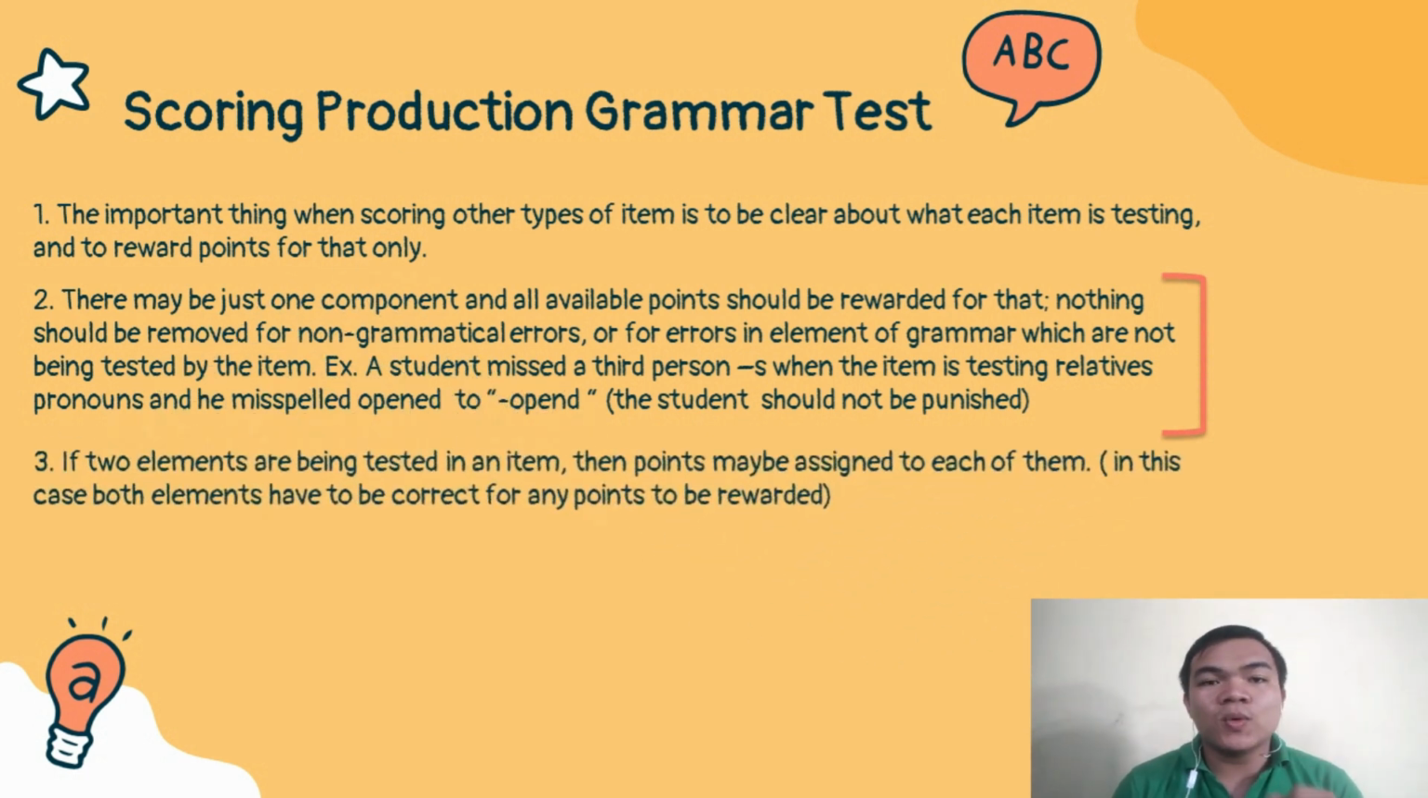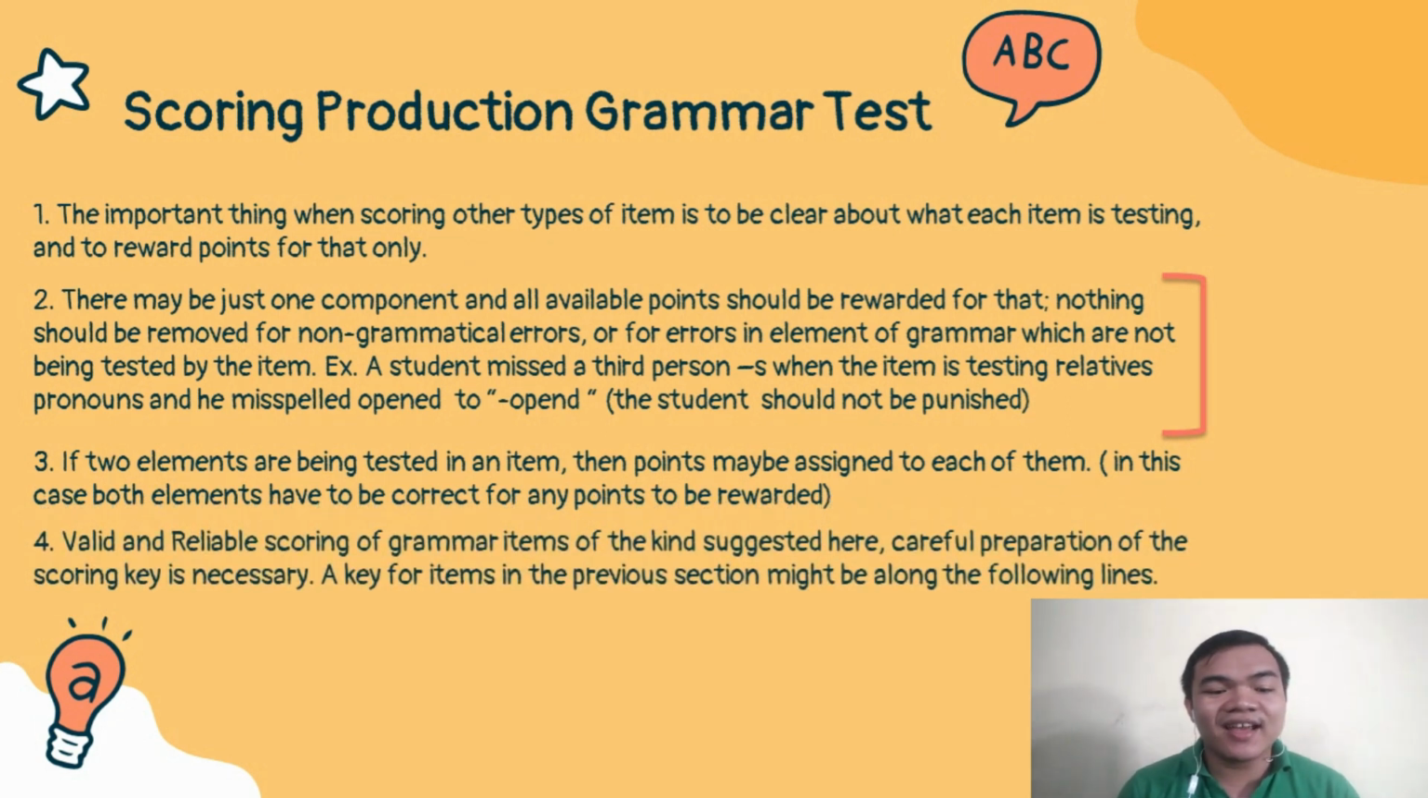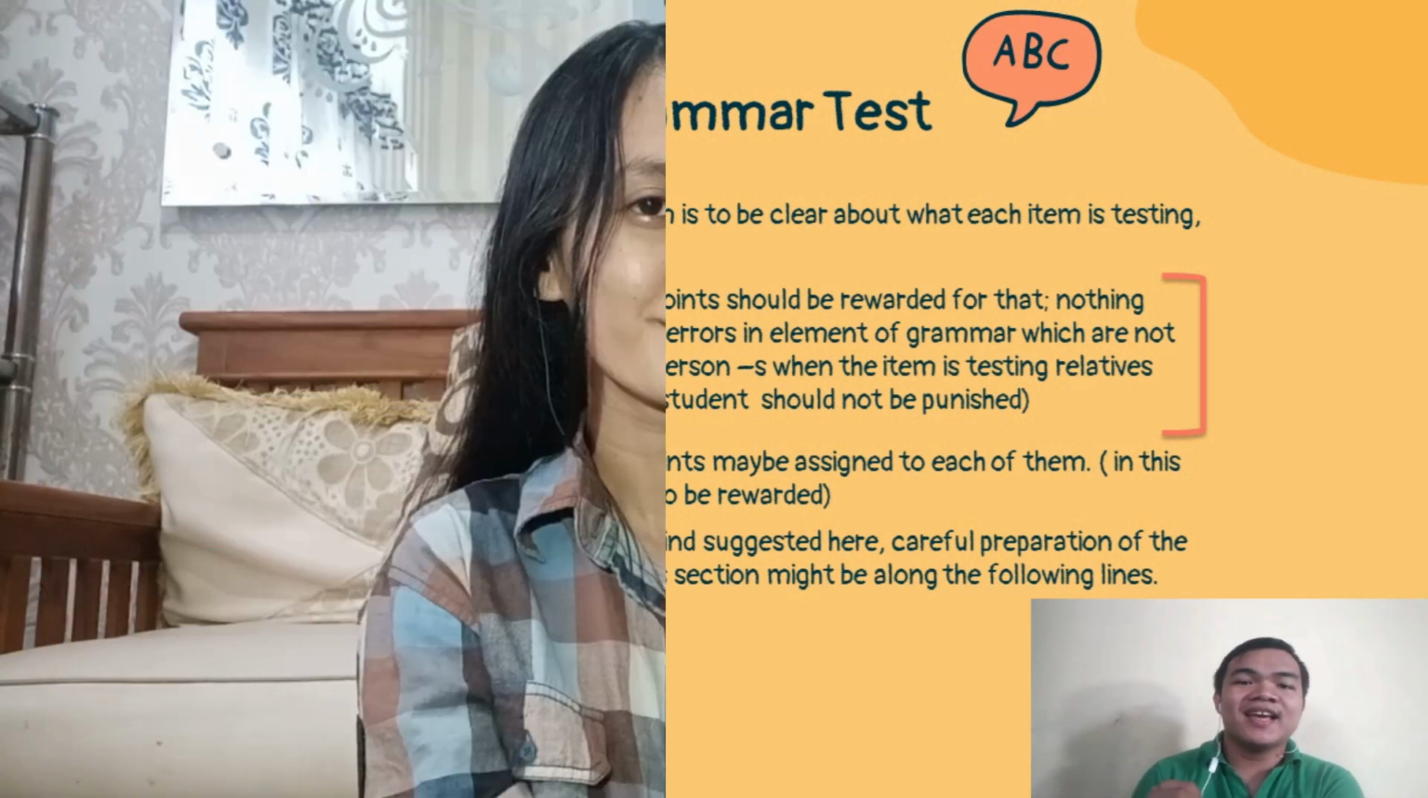And the third one, if you find 2 elements being tested in an item, both elements have to be correct for any points to be rewarded. And the last one, valid and reliable scoring of grammar items, which is suggested here. Be careful, preparation of a scoring key is necessary. Alright, I think that's all. For more details, you can read on the slide beside me.